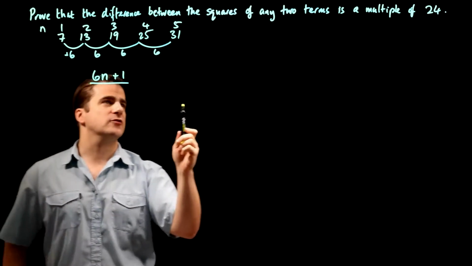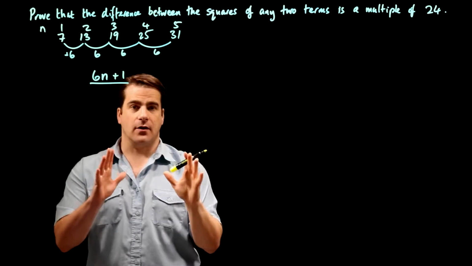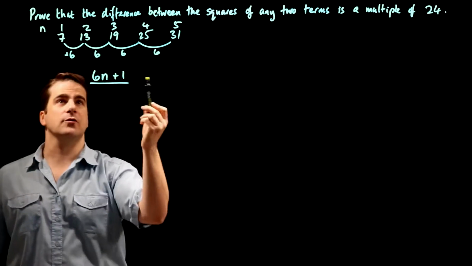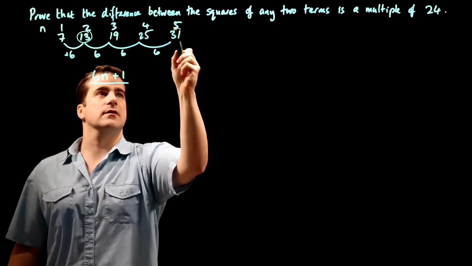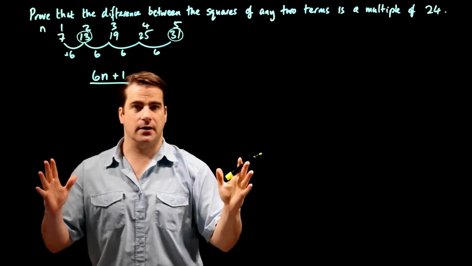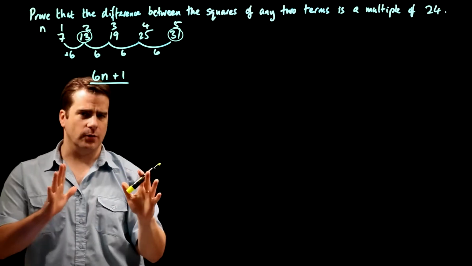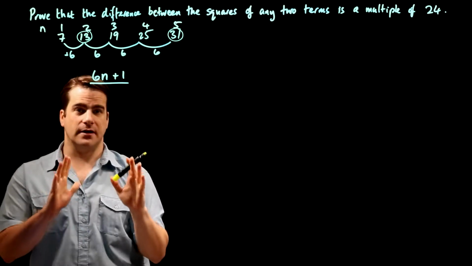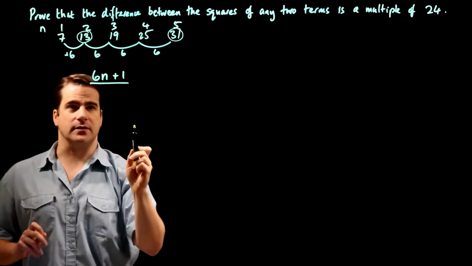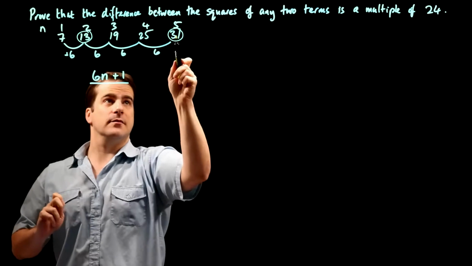Well, prove that the difference between the squares of any two terms. Okay. So, it's asking us to think about any two terms in the sequence. Could be this one and that one, say, okay? Or it could be this one and the 1000th term. It doesn't matter. The point is, it's asking us for two different terms. So, we need to introduce a different letter here. n refers to any term in the sequence, okay? So it could be this one. But we need a second letter to refer to the other term, this one.